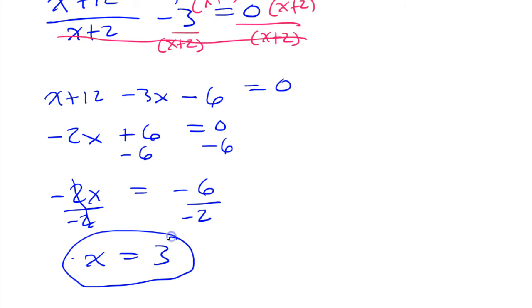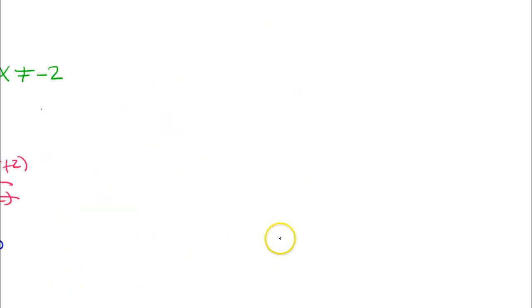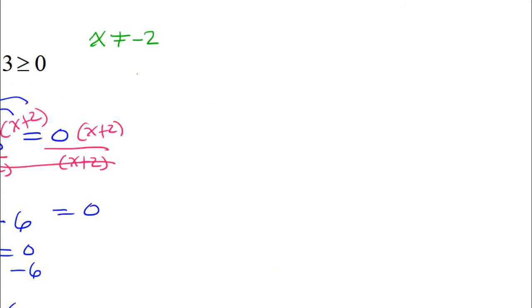So this is going on the number line. So let me just write these side by side. So these are my critical values, my excluded values and my solutions. So let's go ahead and set up the number line.